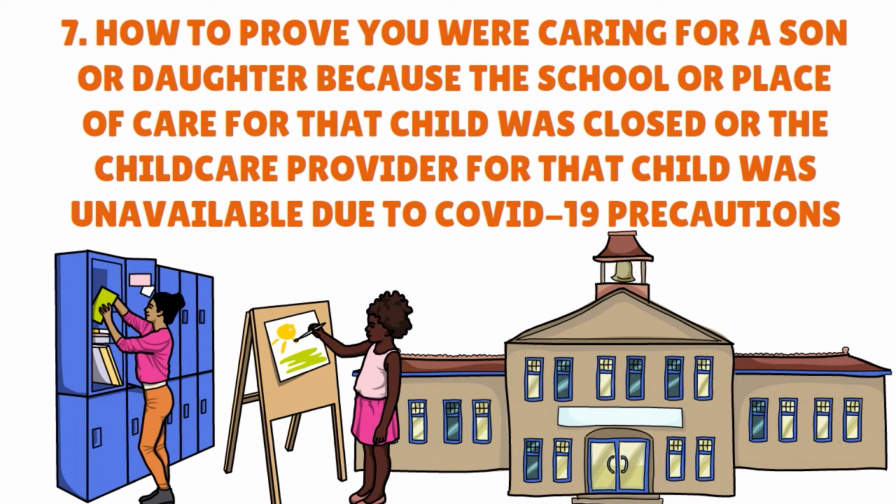And remember that a son or daughter must generally be under 18 years of age or incapable of self-care because of a mental or physical disability. So this is basically how you prove that you are caring for a son or daughter because the school or place of care was closed.